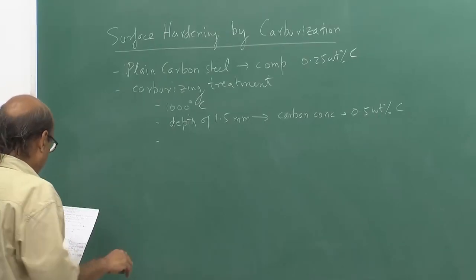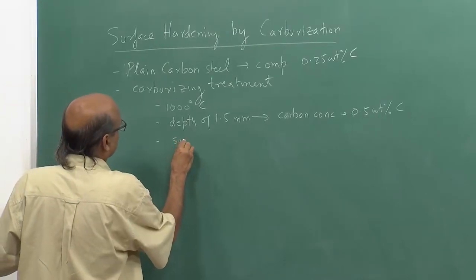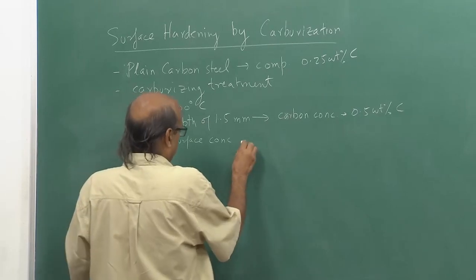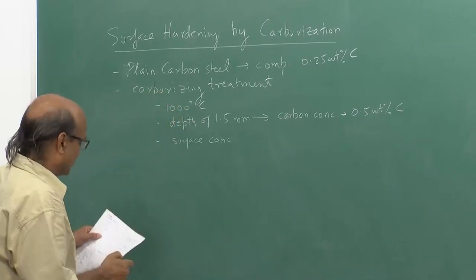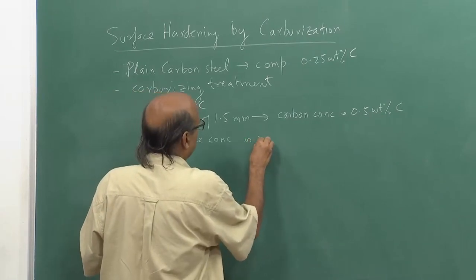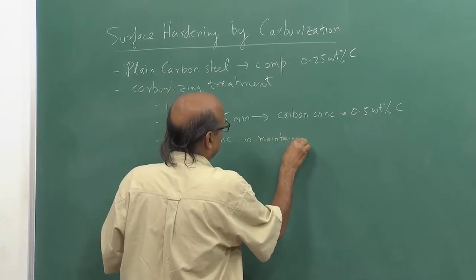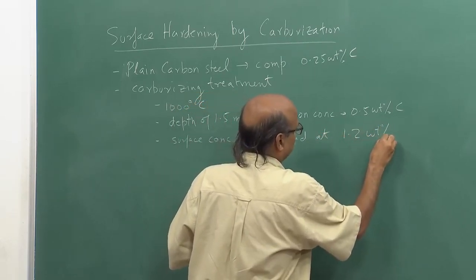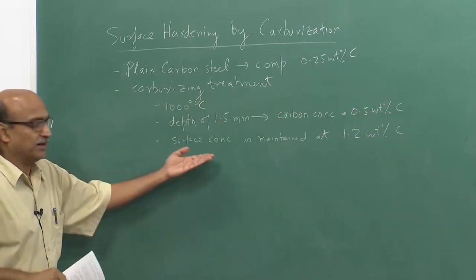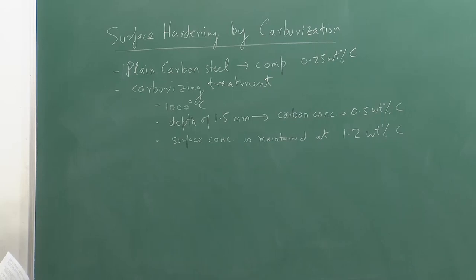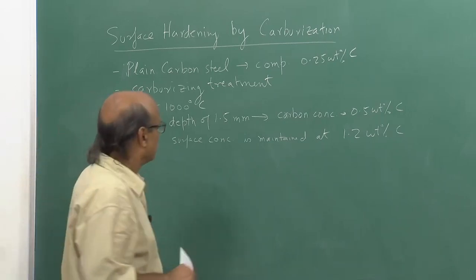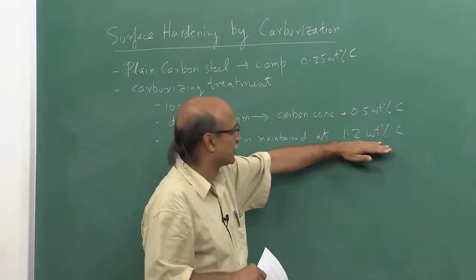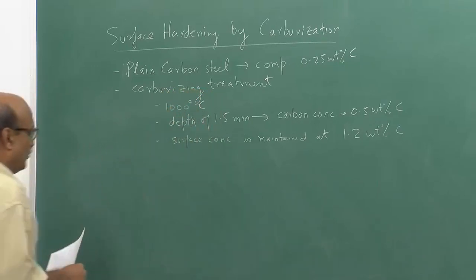In order to do this, the surface concentration through that carburizing atmosphere is maintained at 1.2% carbon. So typically a carburizing atmosphere would be a gaseous atmosphere kept at 1000 degrees centigrade, so that the surface concentration throughout the carburizing treatment is kept at 1.2 weight percent carbon.